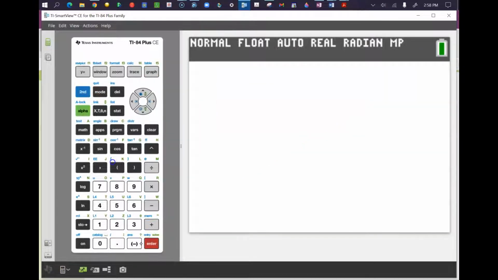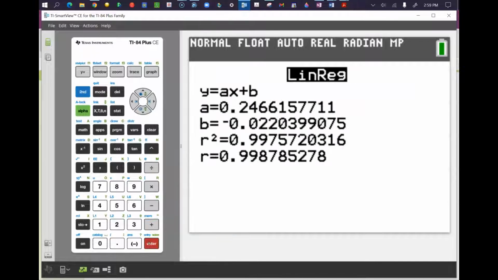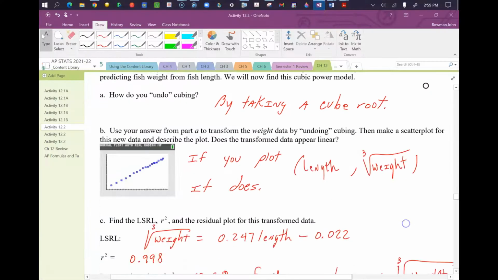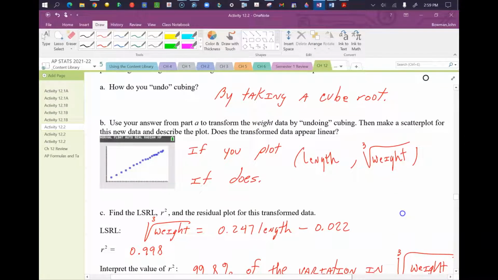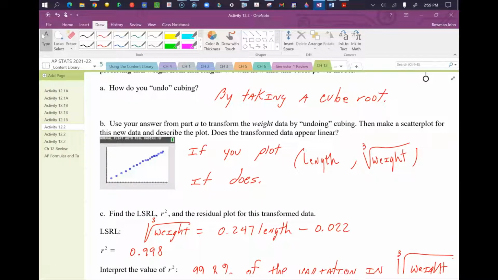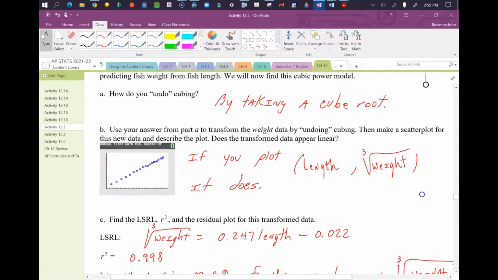Let's pull that back up one more time, and let's go back and take a look at the questions we're asked to answer here. So, find the least squares regression line and the residual plot for this transformed data. You could do that on your calculator and see that you have a slope of 0.247 and a y-intercept of negative 0.022. Don't forget, we took the cube root of the weight, so when you write your regression equation, make sure you say the cube root of the weight. Technically speaking, this should be the predicted cube root of the weight.